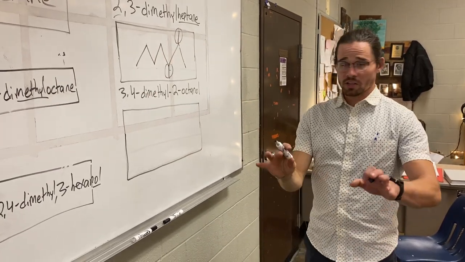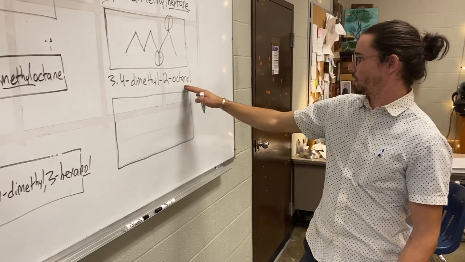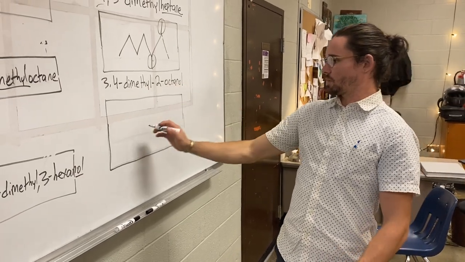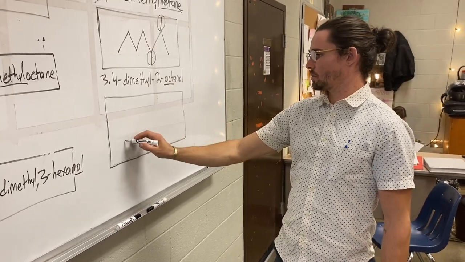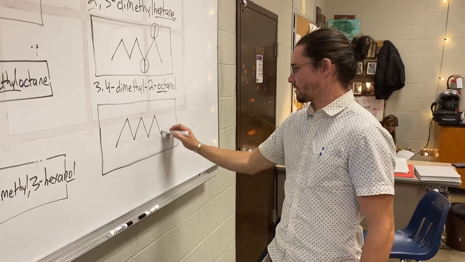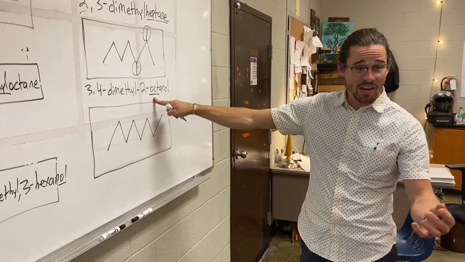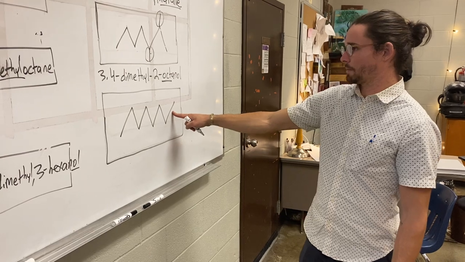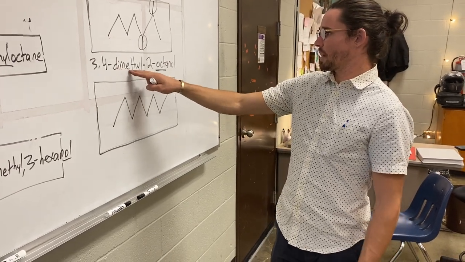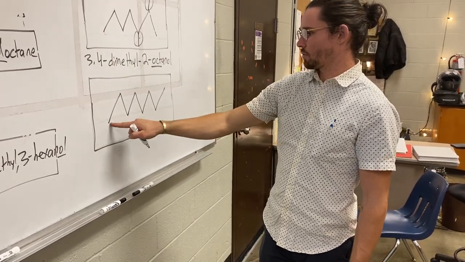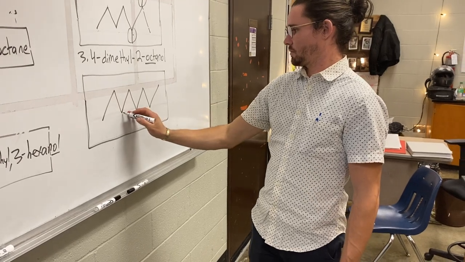All right. Stick with me. We got one more. This is a hard one. I know it's oct. So I'm going to start at the back. I'm going to do 1, 2, 3, 4, 5, 6, 7, 8. If you remember, oct means 8. So it's got 8 carbons. All right. I need 2 methyl groups on carbon 3 and 4.